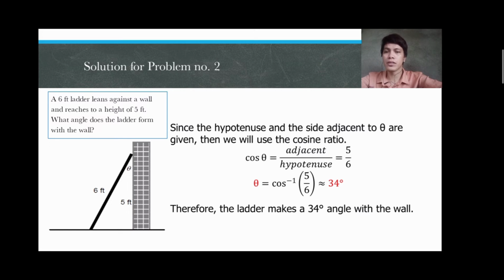Therefore, cosine theta is equal to 5 over 6. To find theta, that is equal to arc cosine 5 over 6, and that is approximately equal to 34 degrees. Therefore, the ladder makes a 34-degree angle with the wall.